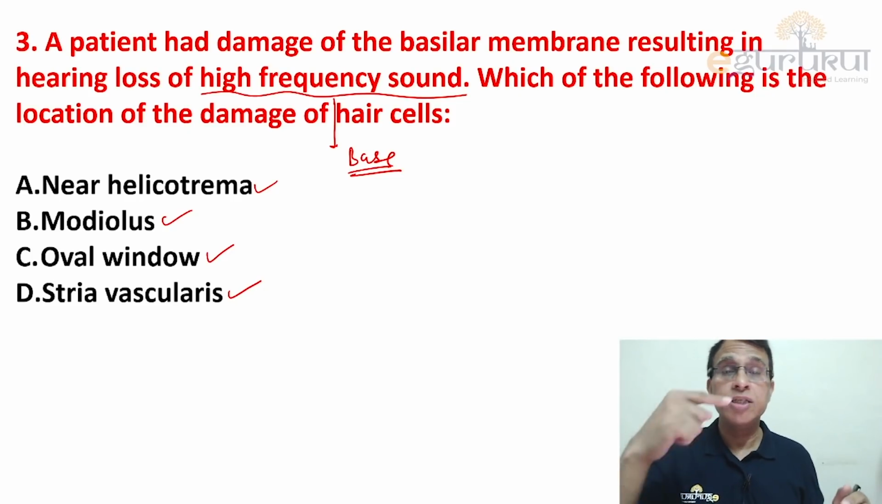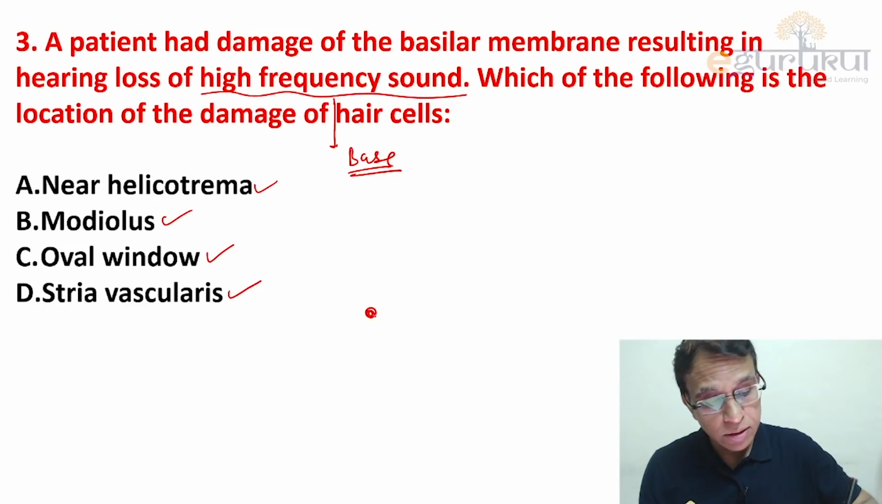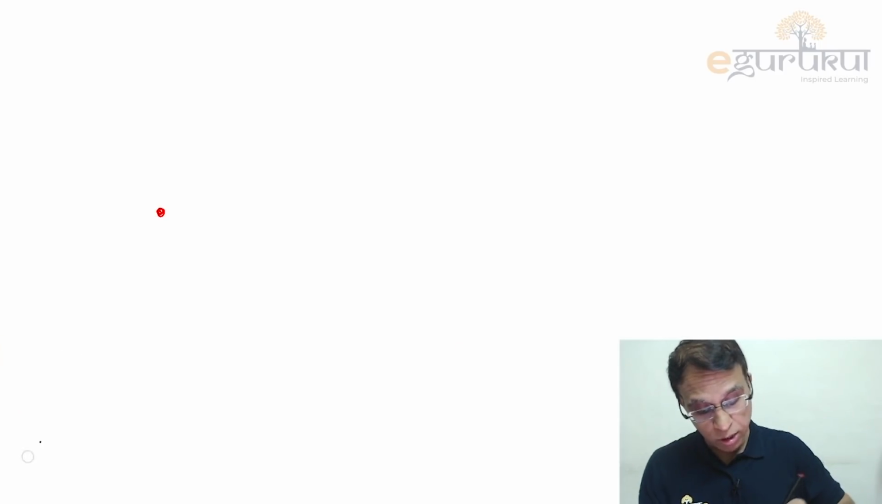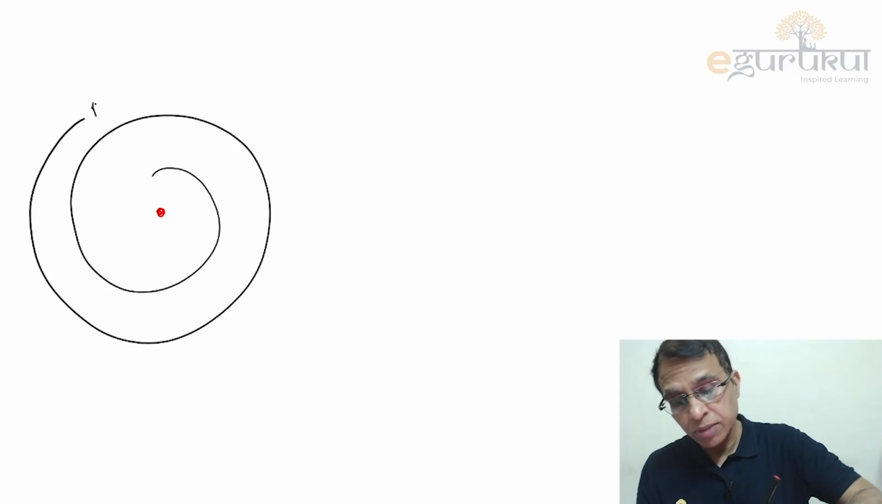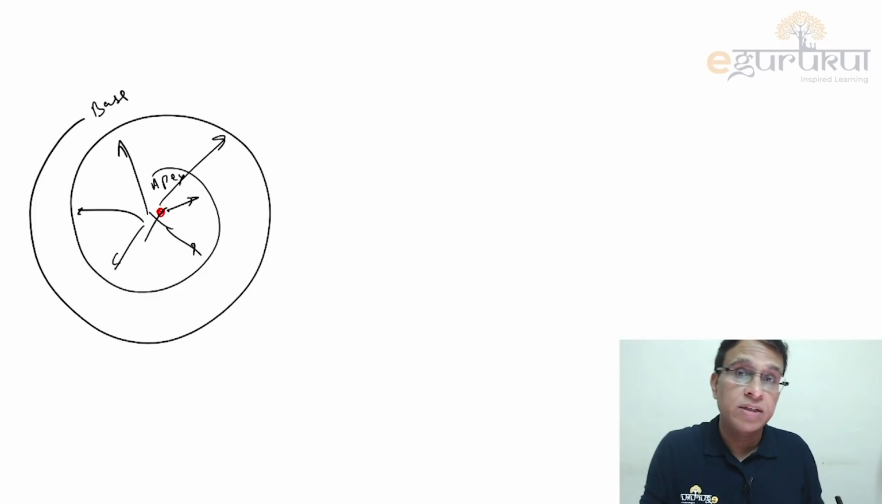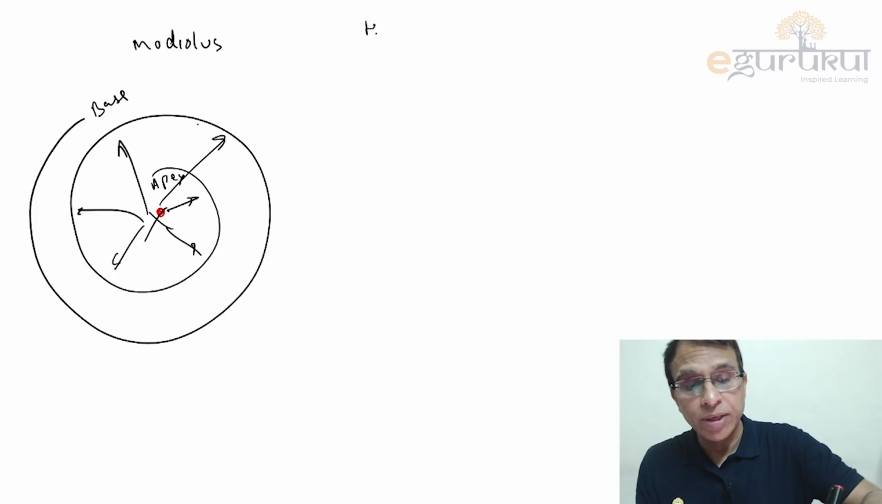Now we all know modiolus is the center point around which the cochlea is coiled 2.5 times. So if this is the modiolus, the cochlea is coiled around this 2.5 times. So this is the base of the cochlea and this is the apex of the cochlea. If the modiolus area is affected, it affects every part of the cochlea. Every part gets affected, no particular part. It does not only affect the high or the low frequency, it might affect a wide range of frequencies. So modiolus damage will not cause only high frequency loss. Helicotrema. This was about the modiolus. Now, helicotrema, we all know helicotrema is at the apex end of the cochlea.